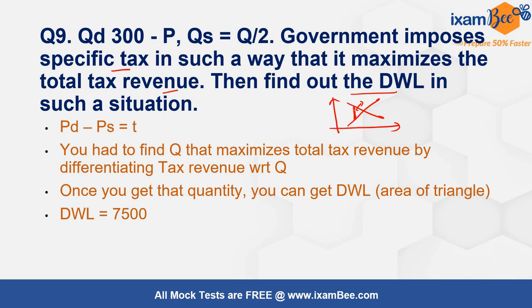Now a lot of students have been asking that if the tax, what is the T, is not mentioned in the question, how do we find out the deadweight loss? So there is a catch in this question. It is mentioned that government maximizes the total tax revenue.